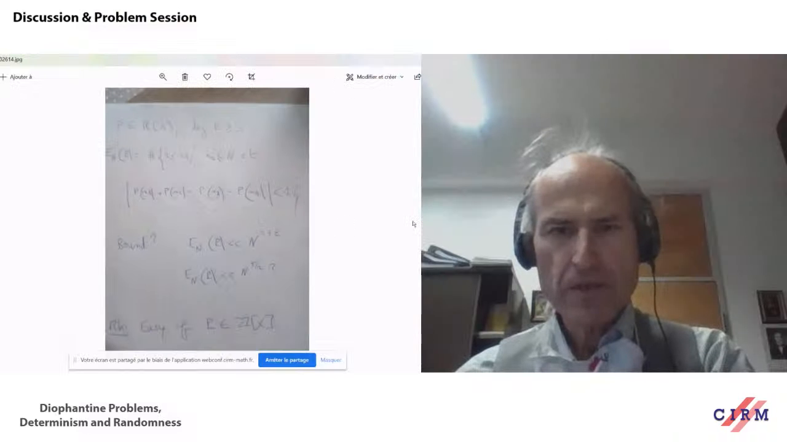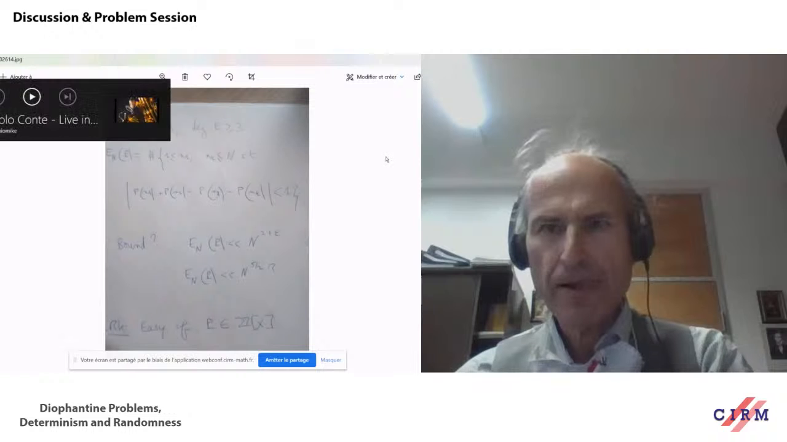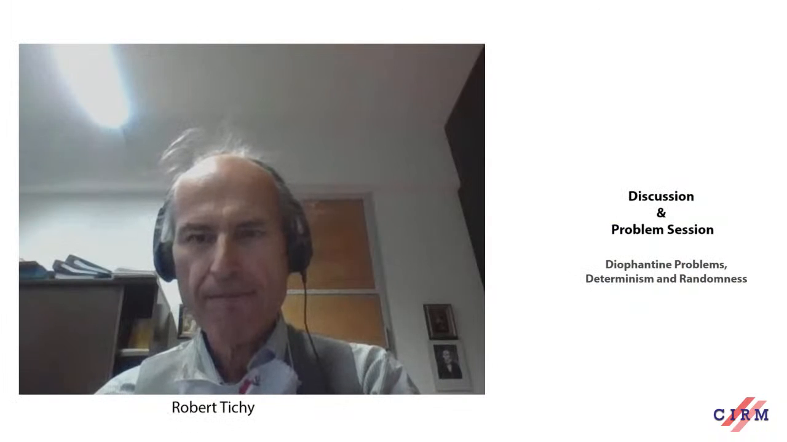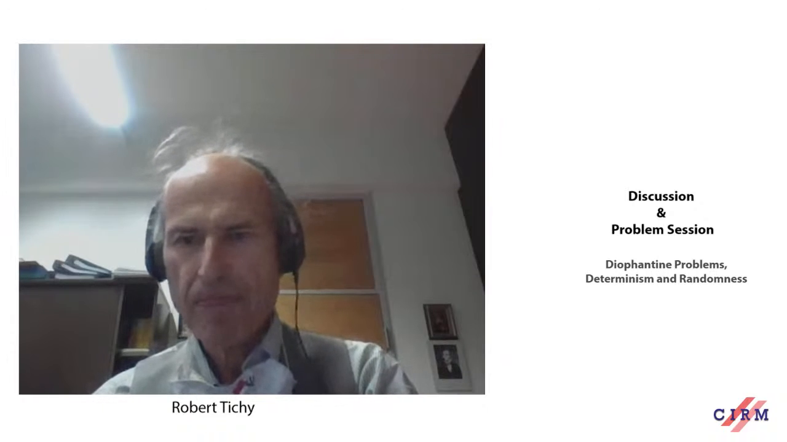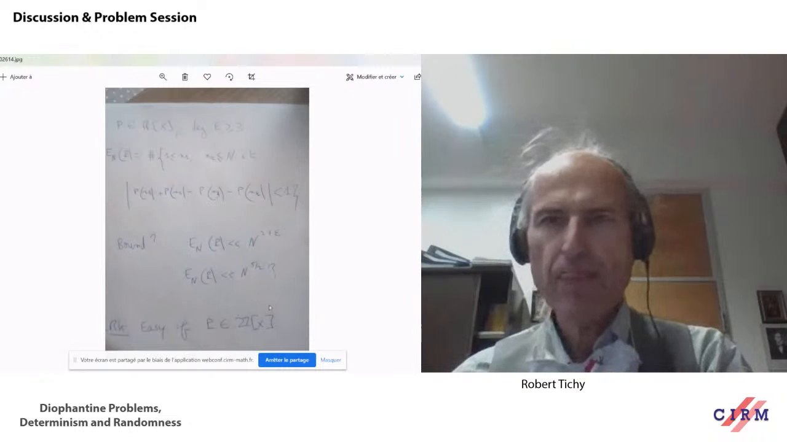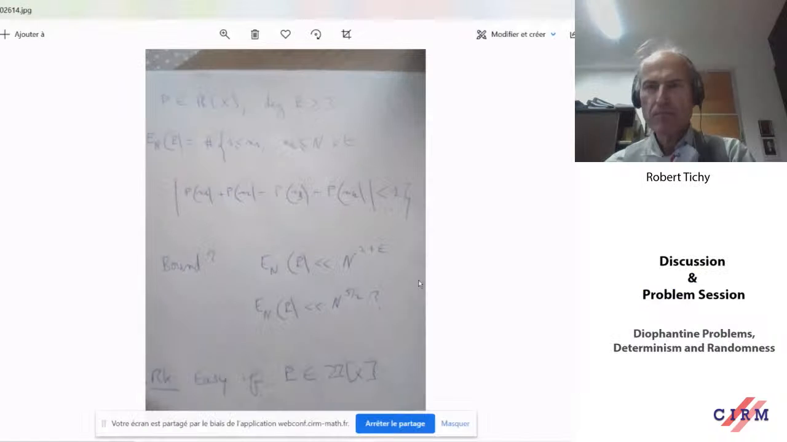Okay. Yes, thank you. Are there comments to that problem? So maybe I add one comment. If you take your polynomial to be in Z, you can easily prove it's n^(2+epsilon). And we can also prove it for degree equals 2. Yes.